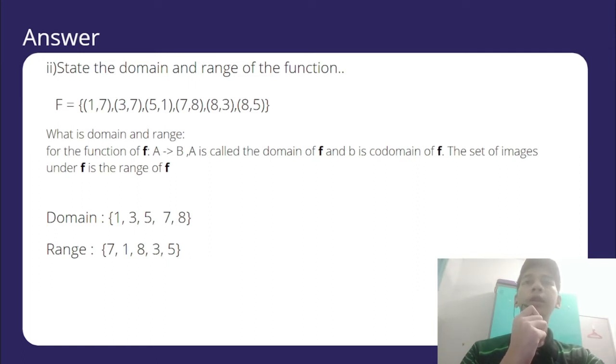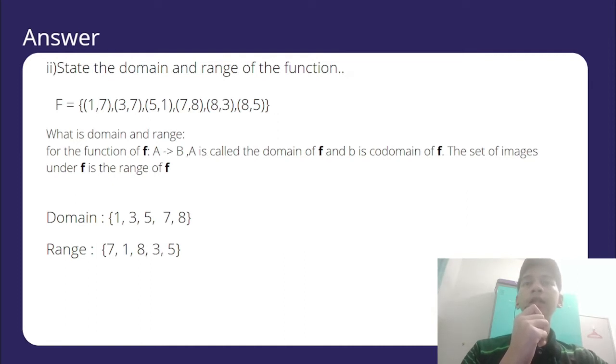The definition of domain and range is: for the function f from A to B, A is called the domain of f and B is the codomain of f. The set of images under f is the range of f. The domain is 4, 1, and 7. The domain is 1, 3, 7. The domain is 3, 5, 1. The domain is 5, 8, 3. The domain is 8, and 8, 5. The domain is 8. So the domain is 1, 3, 5, 7, and 8.